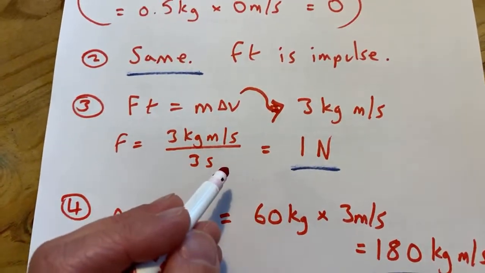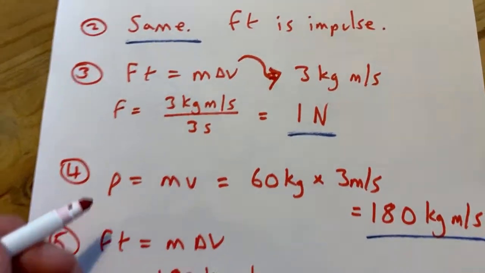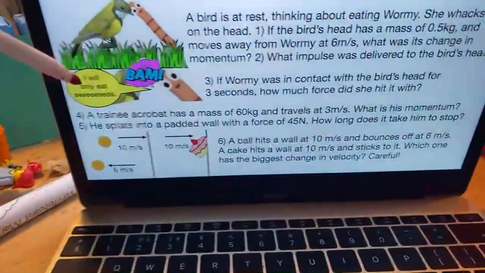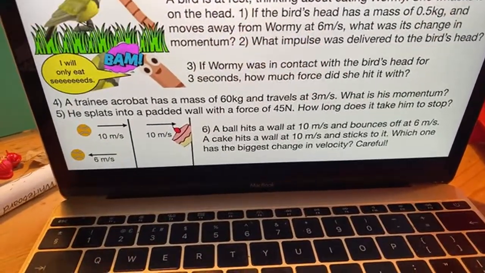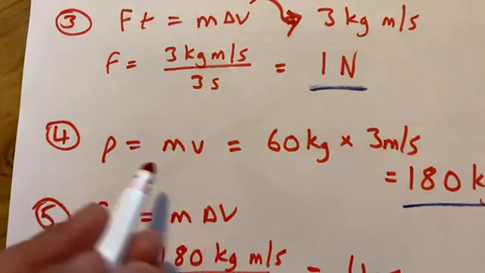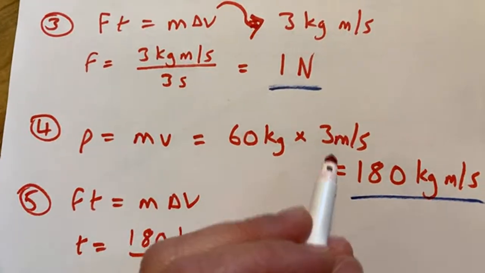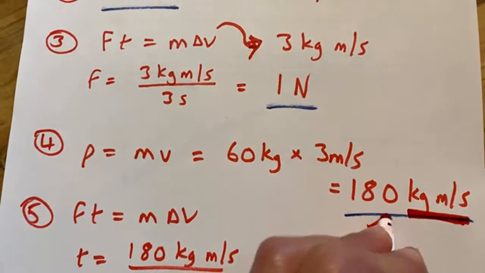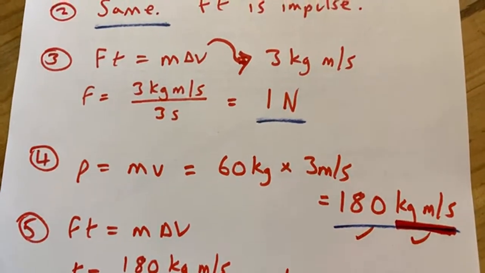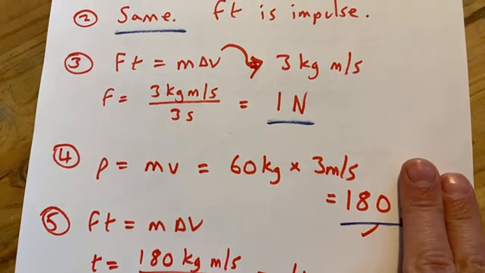Question number 4. A trainee acrobat has a mass of 60 kilograms and travels at 3 meters per second. What's his momentum? So that's not a trick question. His momentum is 60 times 3, which is 180 kilogram meters per second. Give yourself 1 mark for 180 and 1 mark for kilogram meters per second. 180 on its own is not an answer. It doesn't mean anything.